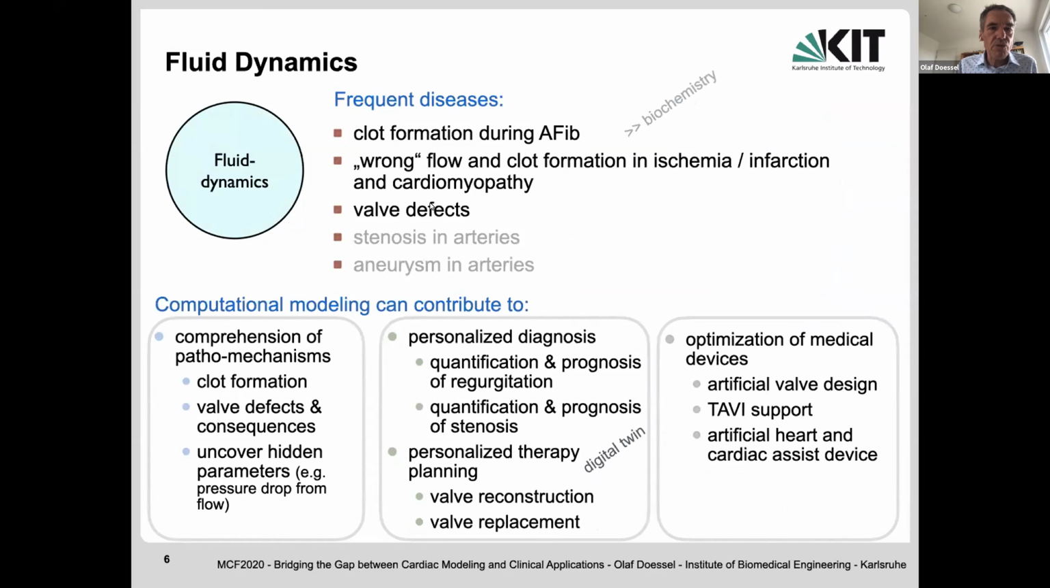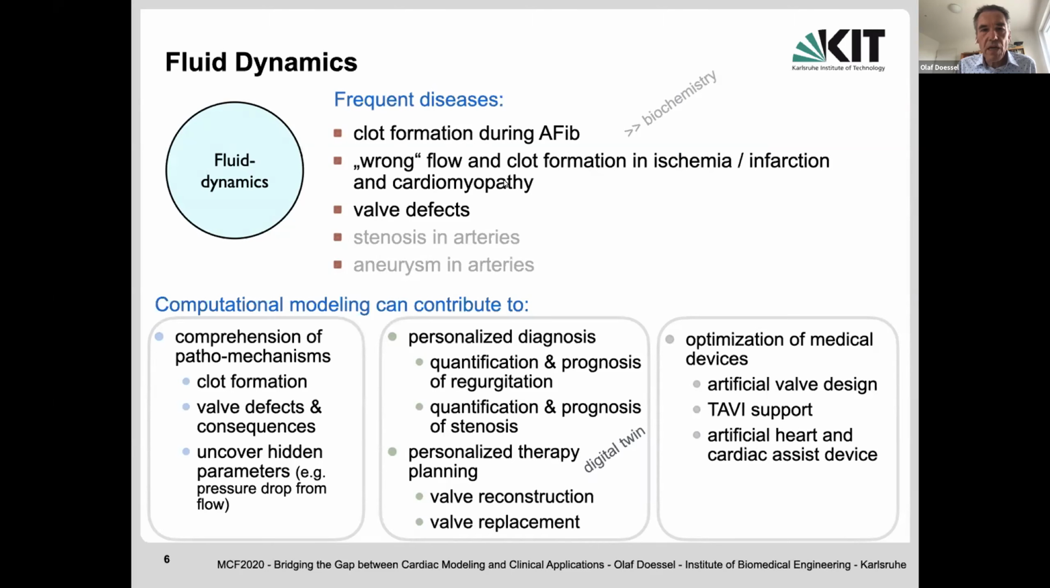Next block was the fluid dynamics. Frequent diseases are clot formation during AFib, a wrong flow and clot formation in ischemia and infarction and in cardiomyopathy, valve defects. What is often investigated also, many publications about fluid dynamics in stenosis in arteries and aneurysms, but this is not focused so much on the heart itself, so I will not comment on that.